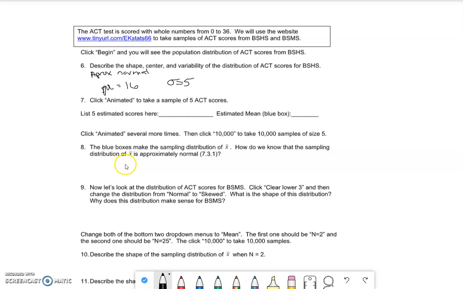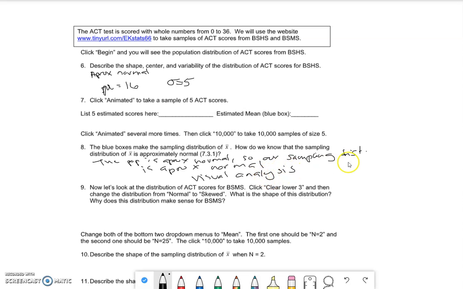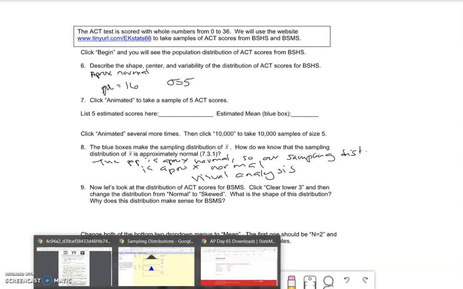The blue boxes make the sampling distribution. How do we know that the sampling distribution is approximately normal? Well, we know that when the population is approximately normal, our sampling distribution is going to be approximately normal. Also, visual analysis. Okay, so let's go back to here.